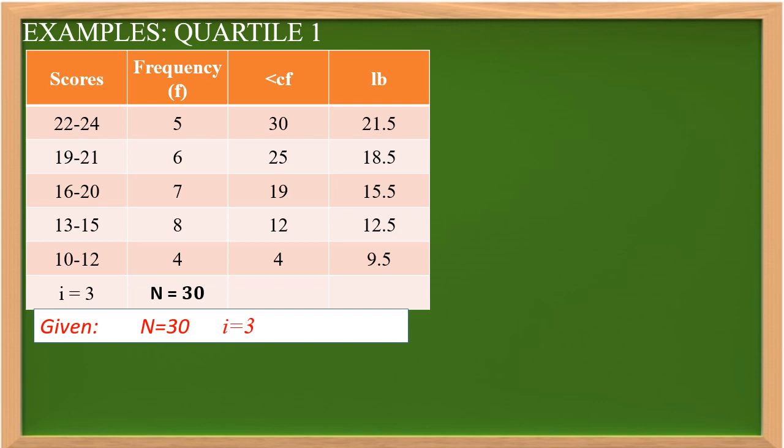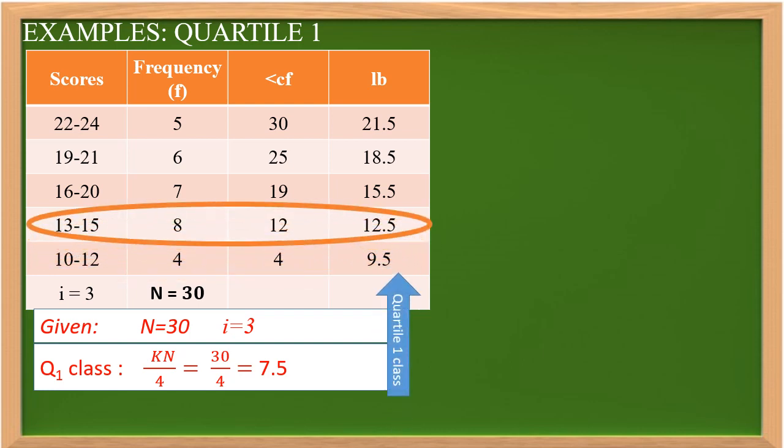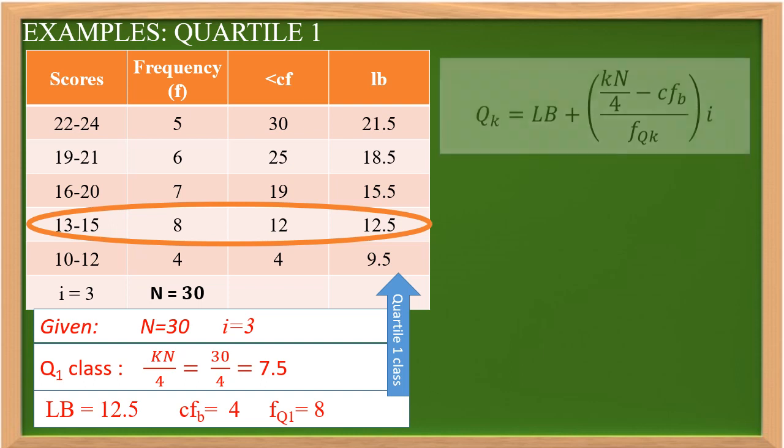Now, let's find the quartile 1 class. Since K is equal to 1, then KN over 4 equals 30 over 4, which is 7.5. Check the less than cumulative frequency in the table and look for the value which is greater than or equal to the value of KN over 4, which is 7.5, and that is 12. So the quartile 1 class is the row containing the class scores of 13 to 15. Other values needed: LB is equal to 12.5, CFB is equal to 4, and the frequency of the quartile 1 class is 8.